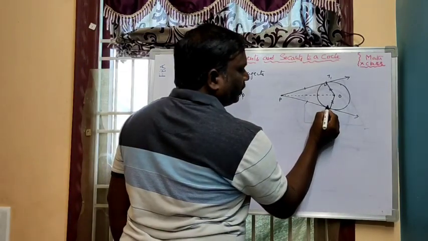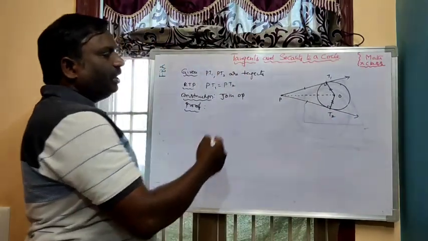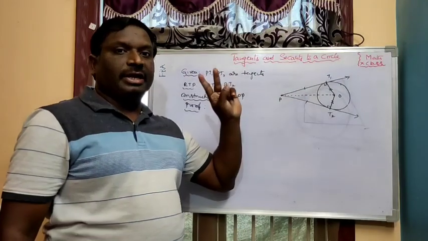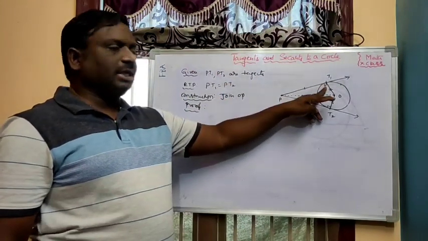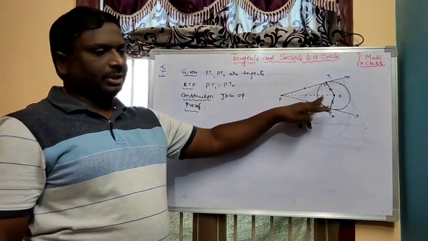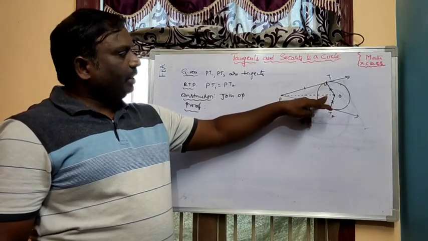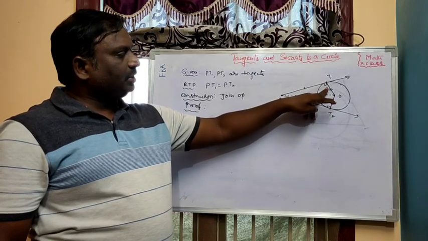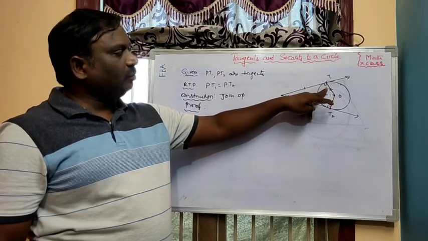I already said in the first session. So identify here we are having two right angle triangles. The side opposite to the right angle is the hypotenuse. What is the hypotenuse? OP is the hypotenuse. Then right angle, hypotenuse and the common side, that means the radius side OT1.